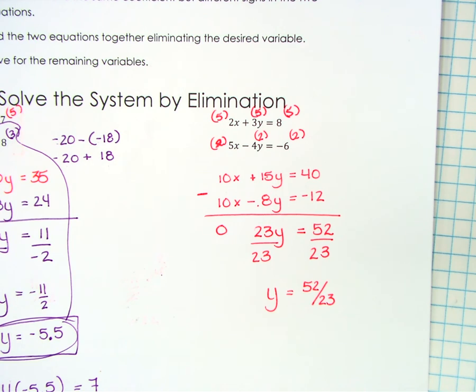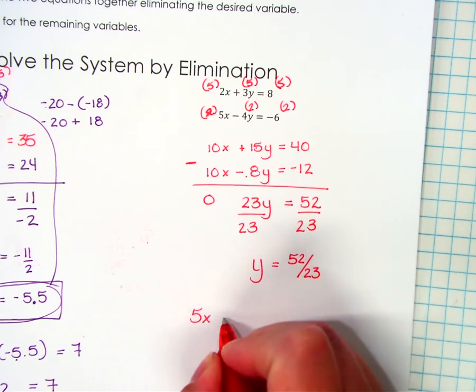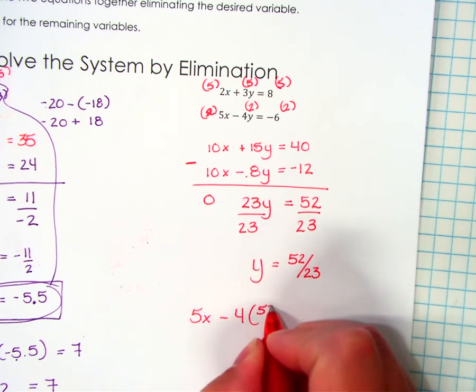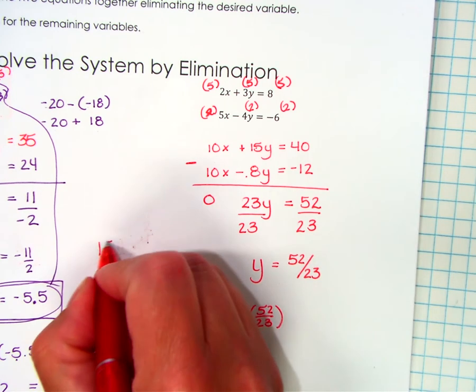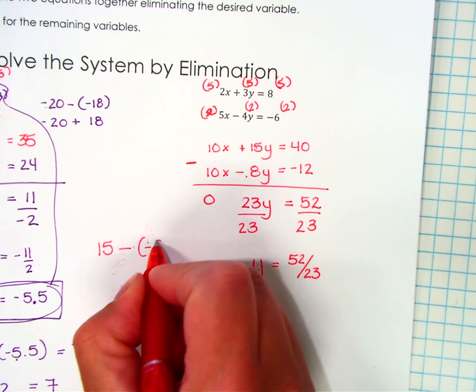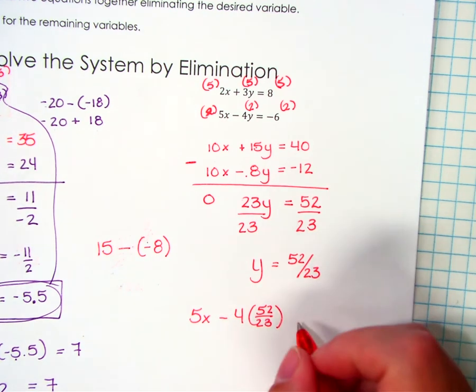Okay, what do I do now? What do I do with that y value? Put it into the equation. Does it matter which one, Steve? No. Okay, I am going to put it into the second one, just because I can. And how do you get 23 again? So 15 subtract a negative 8. Sometimes when doing subtraction, you got to write those out on a scrap piece of paper.